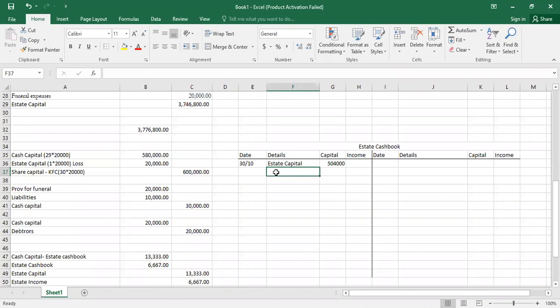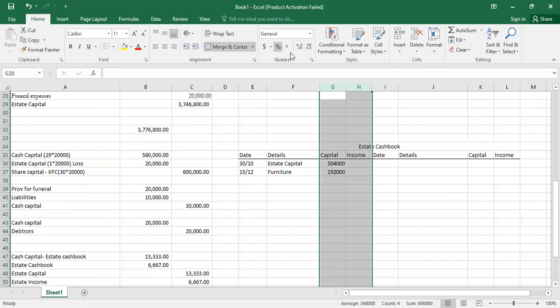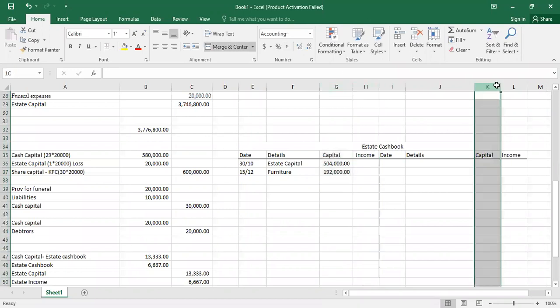Then we have the furniture. What value of the furniture are we going to put in the estate cash book? The disposal value, isn't it? We are disposing on 15th. So I'm going to debit the estate cash book. We are disposing at 192. I'm going to credit with the 192. You've already done that. That was our first double entry. You go on.